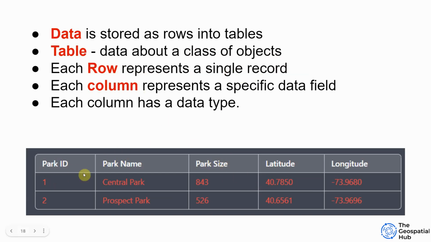Each row, for example the first row, represents the whole record about the park named Central Park. And each column represents a specific data field. So this column represents the park name, this column is for the park size, and these two columns are for the location of the park. Also, each column has a unique data type. For example, we have strings here, we have integers here. Each row in the parks table will represent a single park and contain information for each of the columns. So this is the example we have here. I hope this is clear.